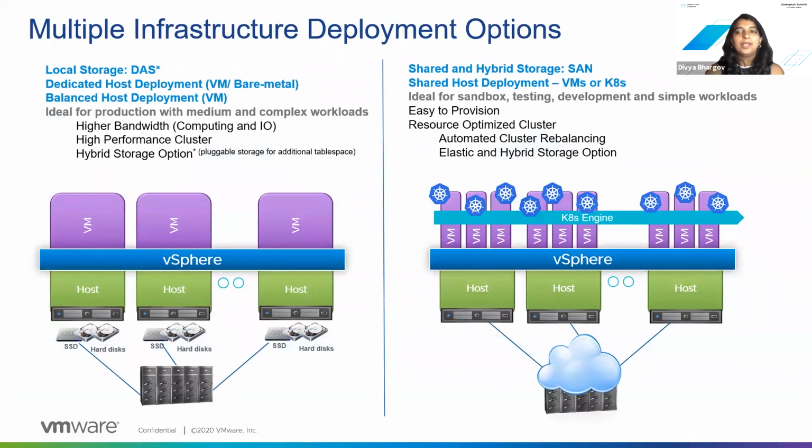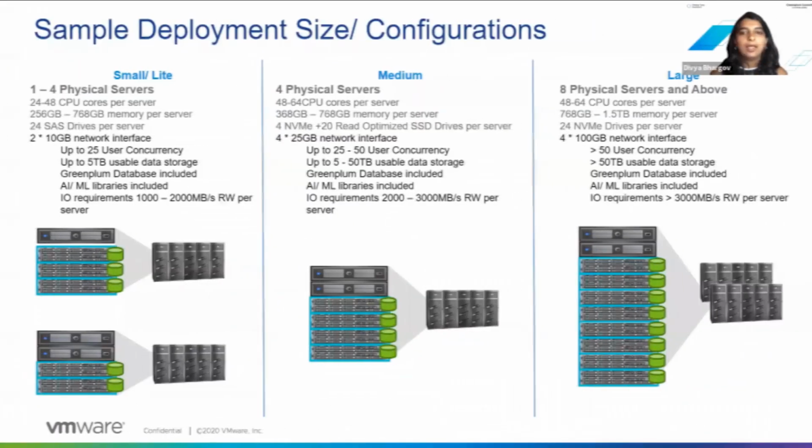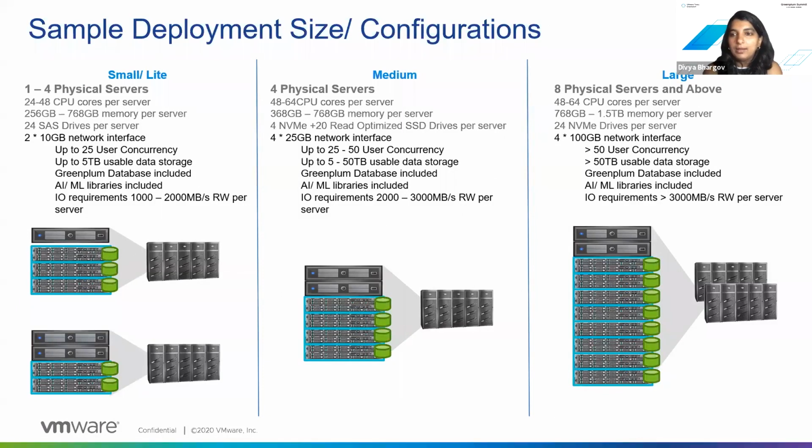So here's a diagram that shows some deployment strategies for Greenplum on VMs. As you can see on the left, you have dedicated host deployments using local storage, which is a common production use case. And on the right-hand side, you see shared host deployment using shared storage, which works well for sandboxing and testing environments. In this slide, we have some recommendations for small, medium, and large Greenplum deployments.